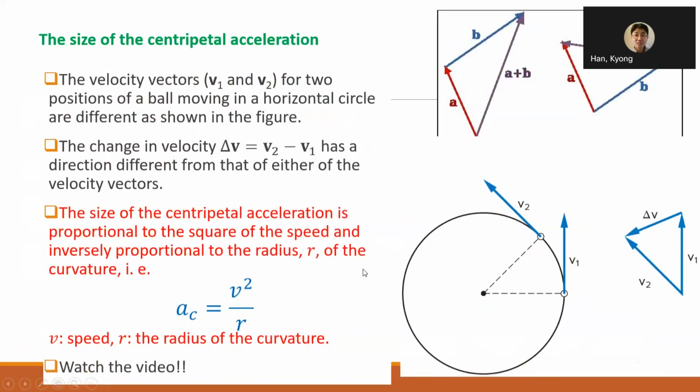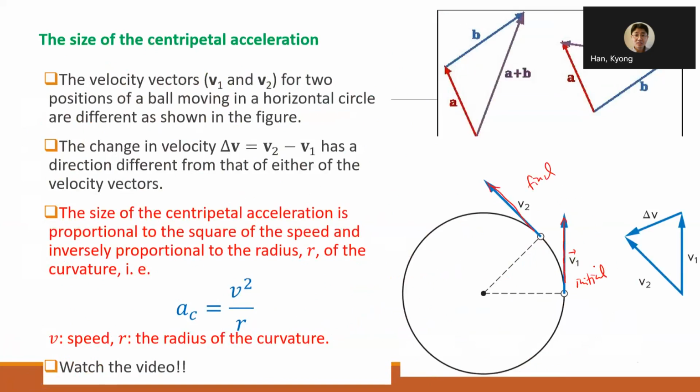Then here is the size of centripetal acceleration. What is the size of centripetal acceleration? You can see the velocity vectors, v1 vector and v2 vector, at two positions of the ball moving in a horizontal circle. Here is the initial one, like that. The final is here. The initial v1 vector is going in this direction. Finally, the v2 vector is like that.